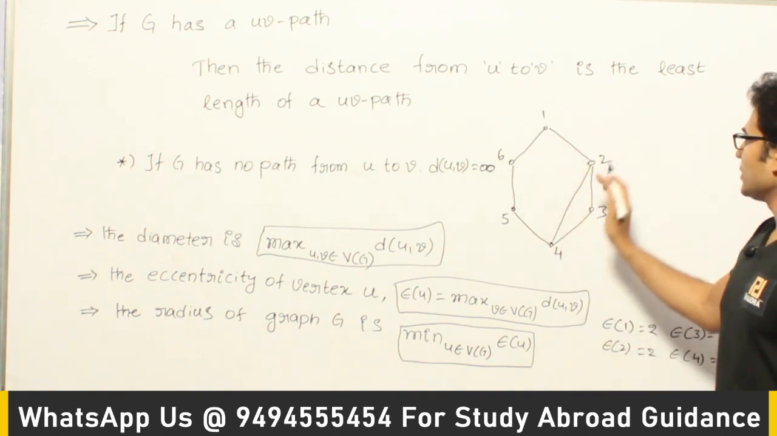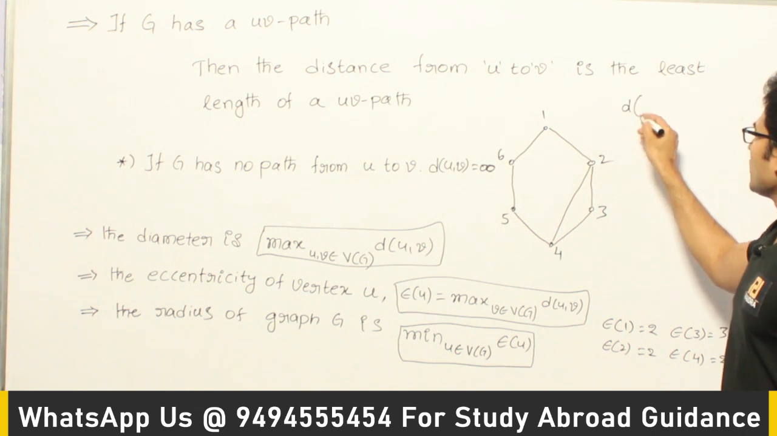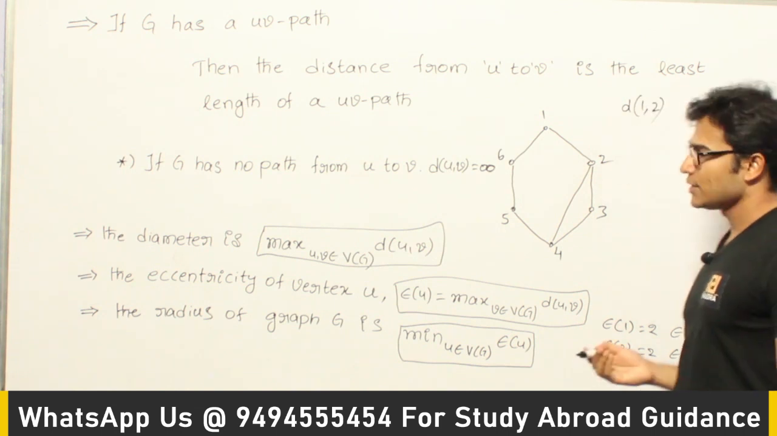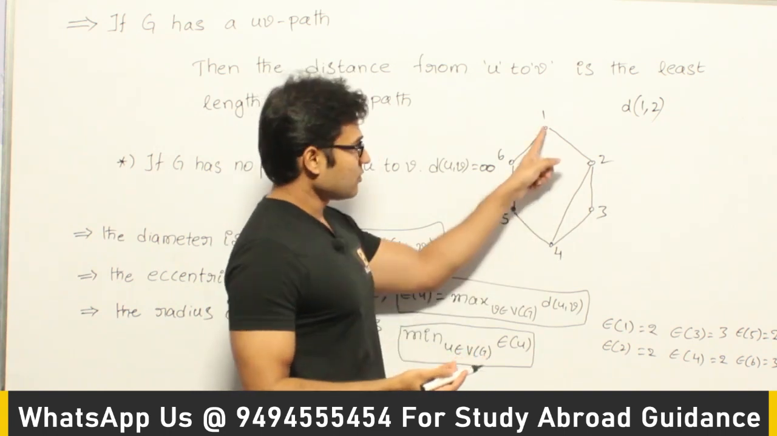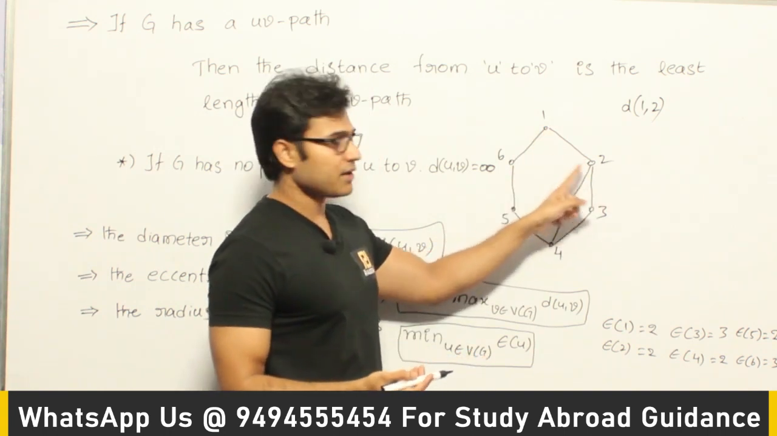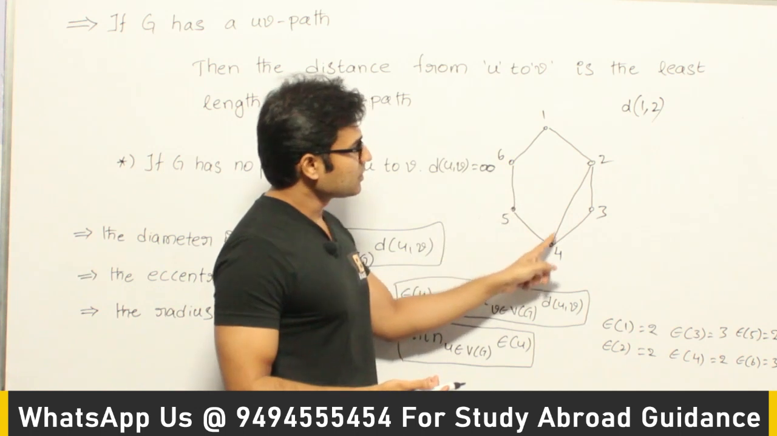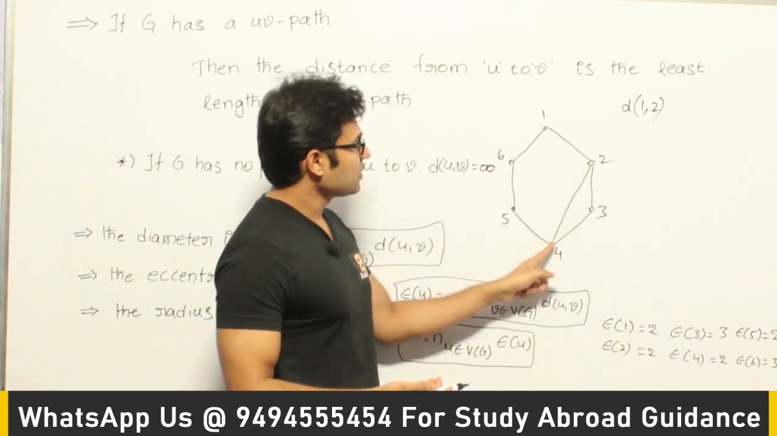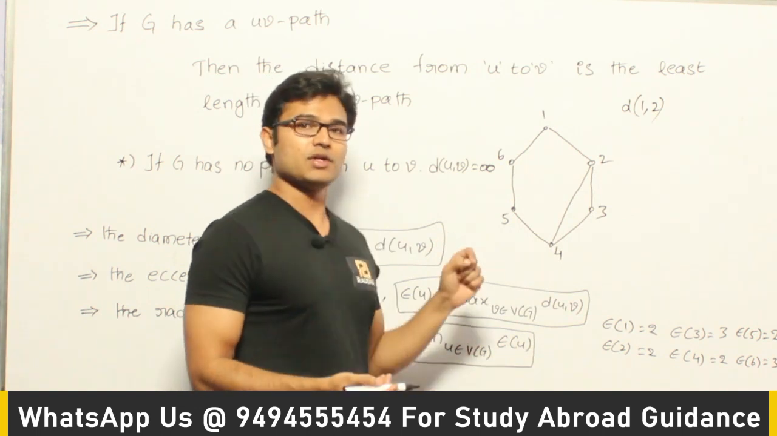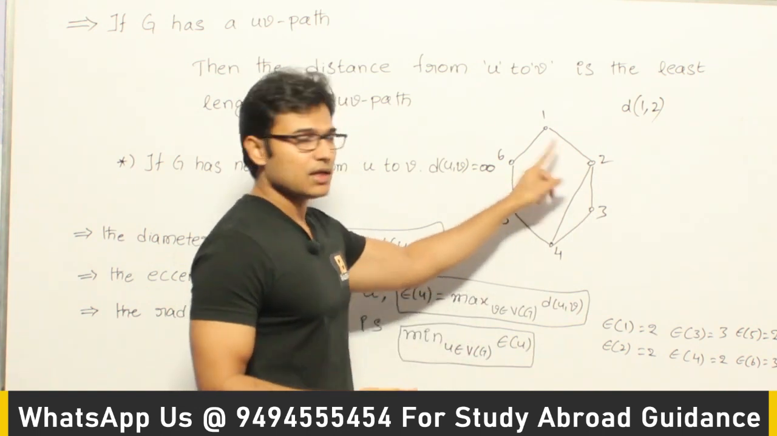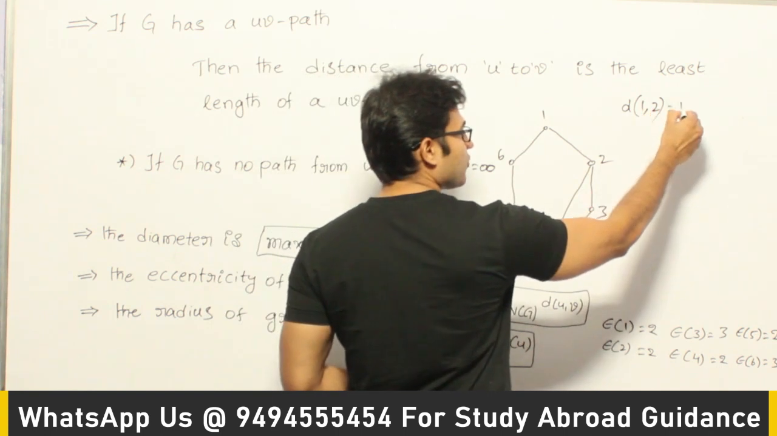Now in this one, let us say I want to find d of 1 comma 2. So what is the distance from 1 to 2? How many paths are possible? One path is this one, which contains a direct edge. Another path is this one, and another path is like this. So there are three paths possible here. Out of all these, what is the shortest one? This one. Therefore d of 1 comma 2 equals 1.